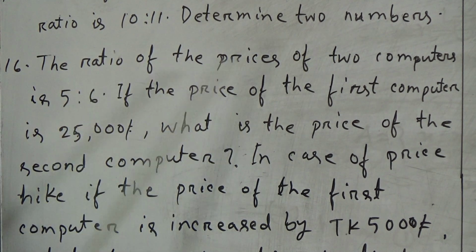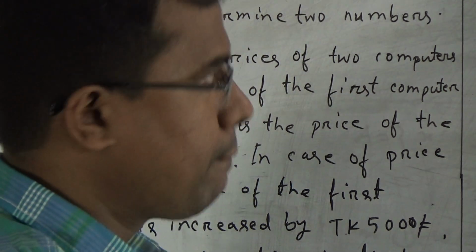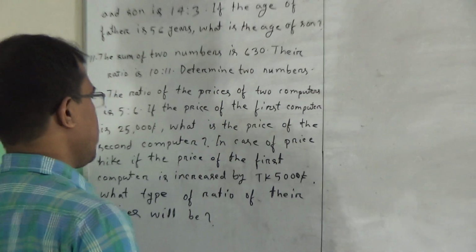Here the ratio of the prices of two computers is given and it is 5:6, and the price of the first computer is given, it is 25,000. We have to find out the price of the second computer.